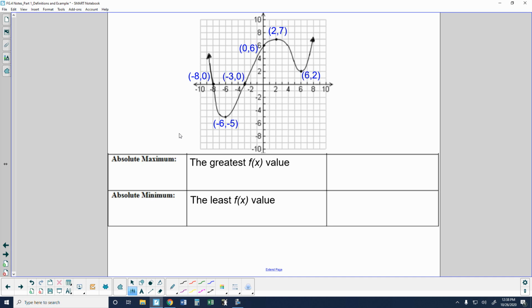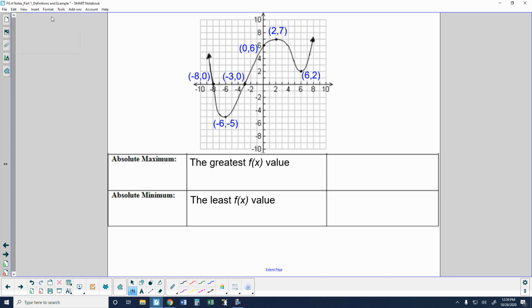The absolute maximum would be the absolute greatest y value that exists, or we could call it a point where the y value is the greatest. The absolute minimum would be the single point where the y value is the least. So sometimes these exist, sometimes they do not.